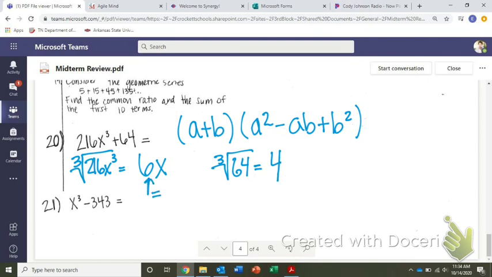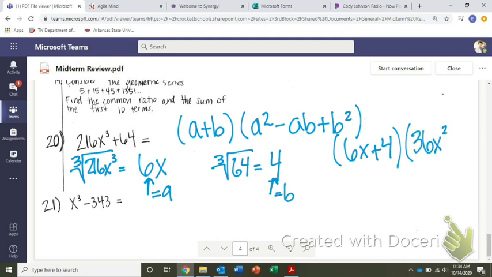The first one is always A. The second one is always B. I plug in those answers. 6x plus 4 and a squared. That don't mean 6x squared. That means you square 6x. So 36x squared minus 24x plus 16. Okay?